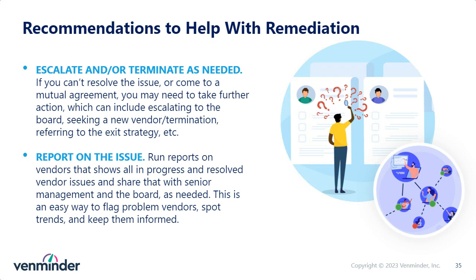So, if the vendor owner is not working with the vendor to get it remediated, go ahead and escalate it. If the issue is not getting resolved by the vendor, even though they've promised to and have delivered a plan, we need to discuss termination and make sure we have a good exit plan. We need to report on these issues so that we are consistent and to set the expectation internally that people are looking at this and tracking it, including management and the board.